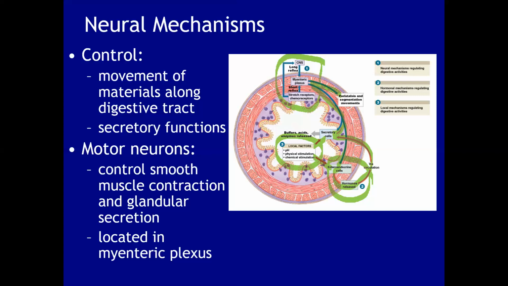So when you look at the specific neural mechanisms, you can see that they control the movement of materials based on peristalsis and some secretory functions, as I indicated earlier. You have motor neurons that are located in your myenteric plexus that are going to allow for the control of the muscle contraction and glandular secretion.